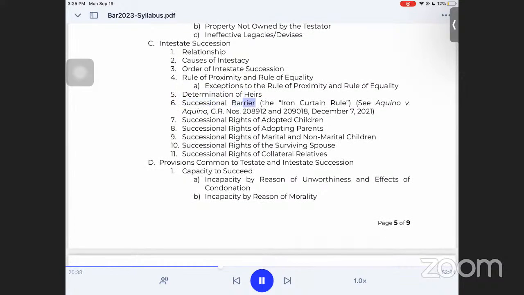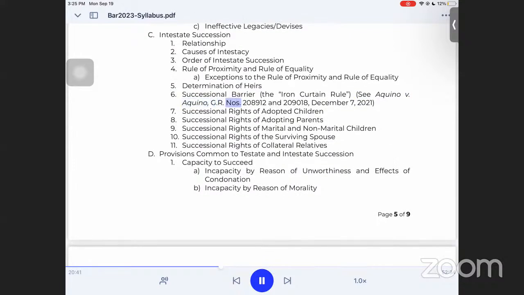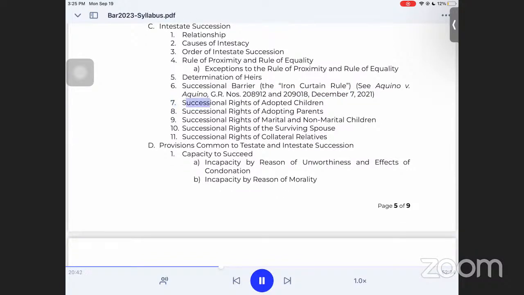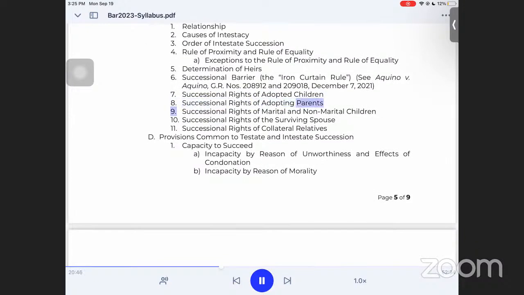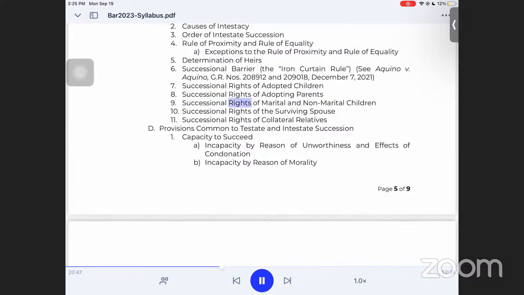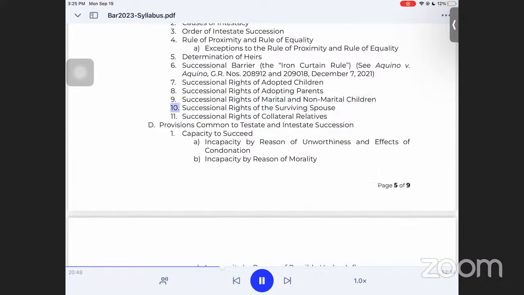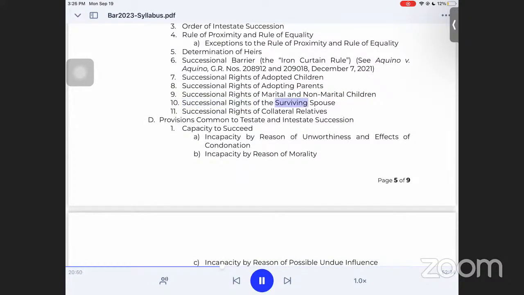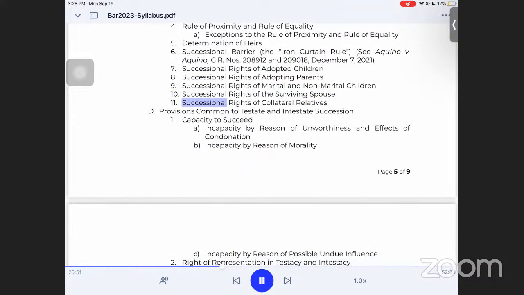6. Successional barrier, the Iron Curtain Rule. See Aquino v. Aquino, GR numbers 208,912 and 209,018, December 7, 2021. 7. Successional rights of adopted children. 8. Successional rights of adopting parents. 9. Successional rights of marital and non-marital children. 10. Successional rights of the surviving spouse. 11. Successional rights of collateral relatives.